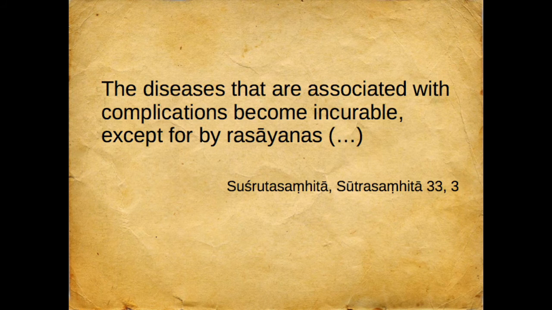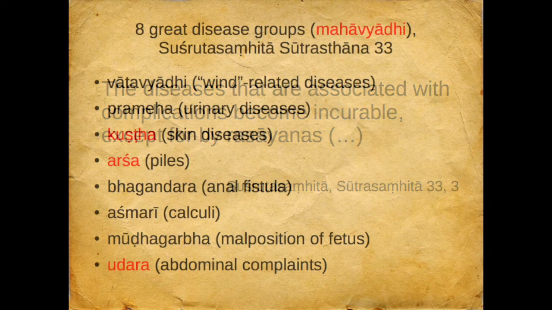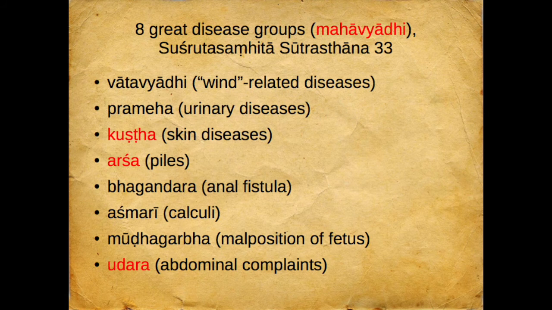Now, I made some kind of boring tables just to prove my point. Basically, the chapter on Upadrava, on complication, lists first the 8 great diseases, the Mahavyadhi. I've made it red because in the Sushruta Samhita's Rasayana chapter, the Mahavyadhis, the great diseases, are actually listed as something that is treated by Rasayana. Then these are the 8 diseases listed.